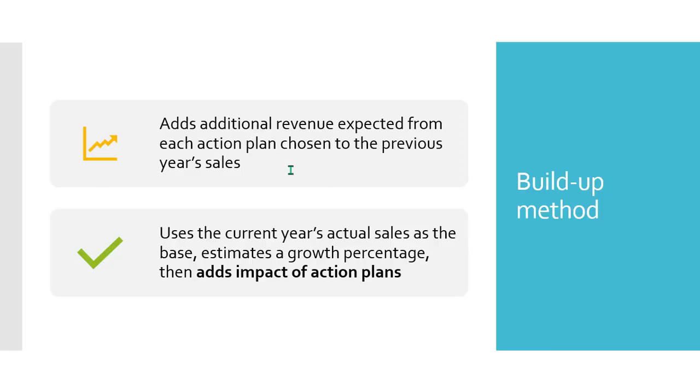Okay, now the next one is the build-up method. This starts out with your current year's sales as a base and estimates what you think the growth percentage will be next year. That could be a running percentage that you've experienced, or some rationale that you can justify for what you think is going to happen next year. But then it adds the impact of action plans, of changes that you're going to make. So let's take a look.